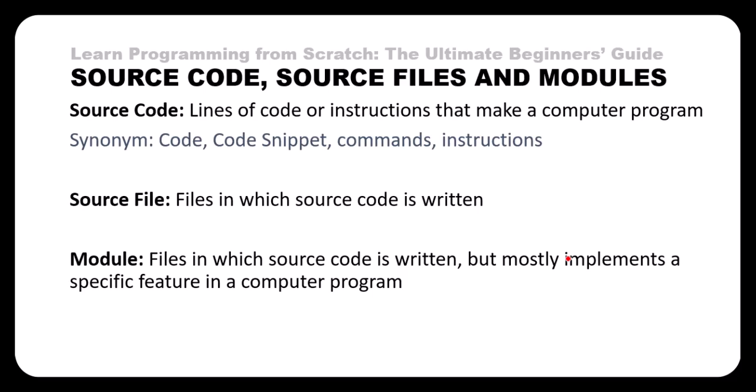So what is a module? A module is also simply a file in which source code is written. But mostly with a module, the code written in one module performs a certain functionality or implements a certain feature in a software program. Think of, let's say, VLC Media Player. There could be a module that controls all the buttons: the play, the pause, the stop. All the lines of code that do that functionality could be in one file called buttons. That would be what a module is.